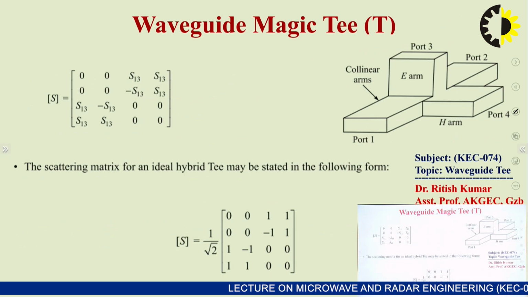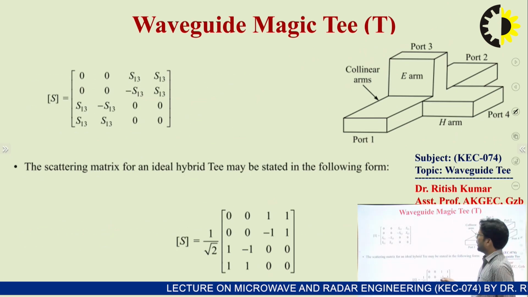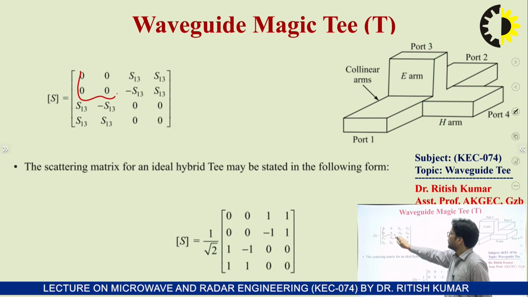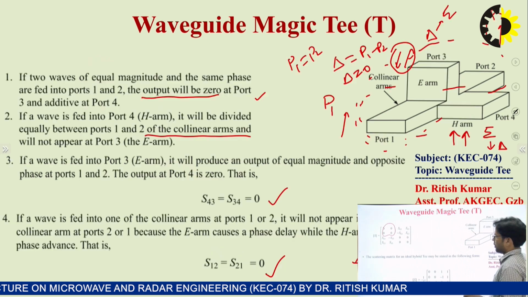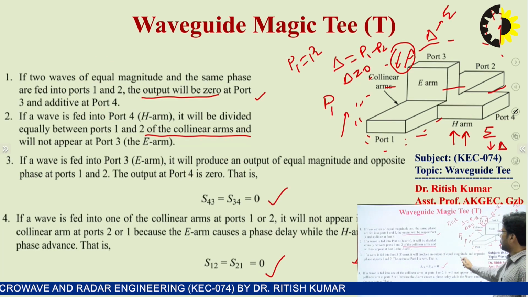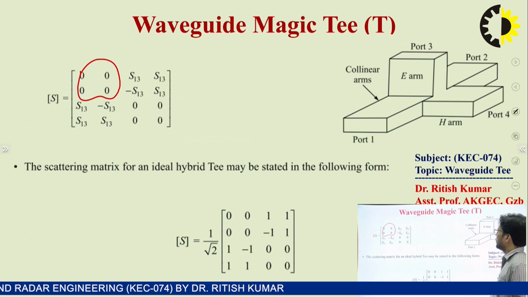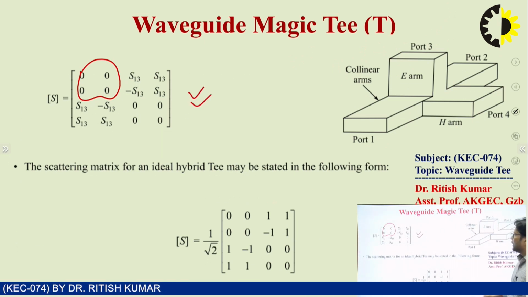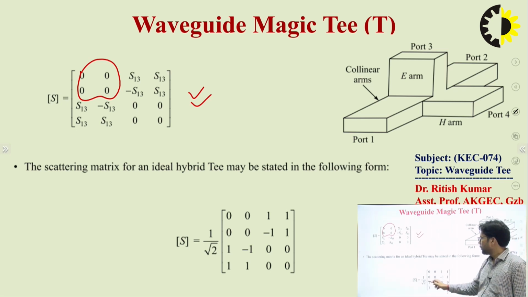Now, this is the scattering matrix of the waveguide magic T. This is due to the condition of third and fourth ports, right? Now this is a scattering matrix that you need to remember, and because it is a power divider and combiner, that's why we are taking 1 by square root of 2, and the plus minus sign is giving the phase orientation of the E field here. So this is a scattering matrix that you need to remember.